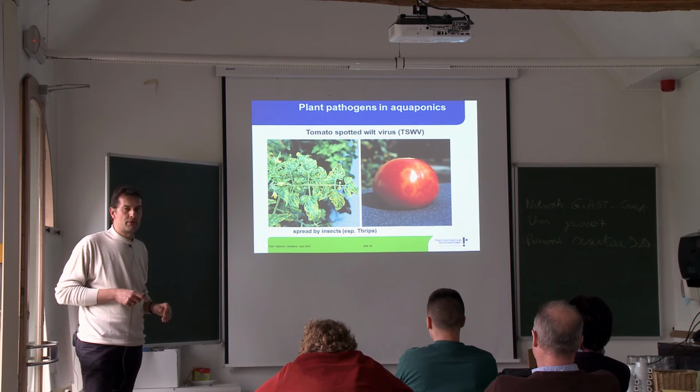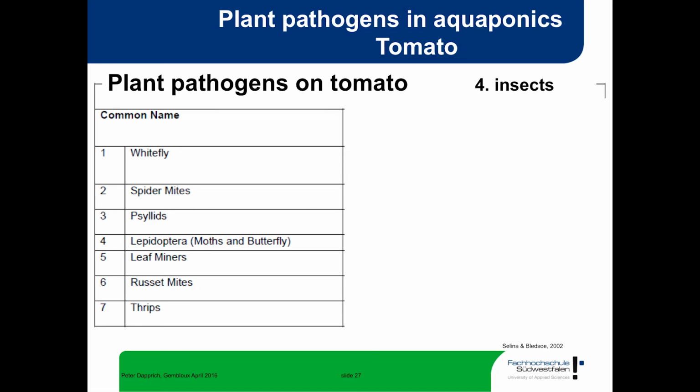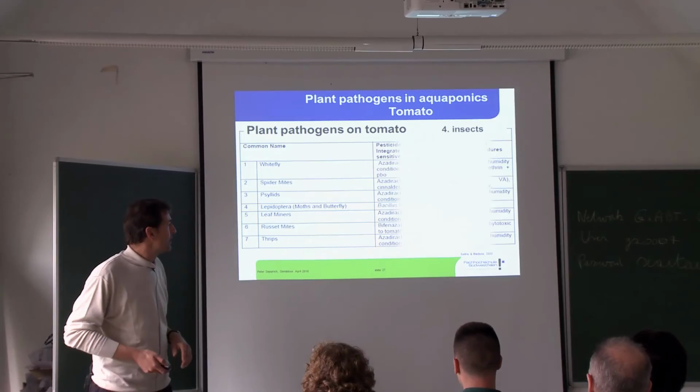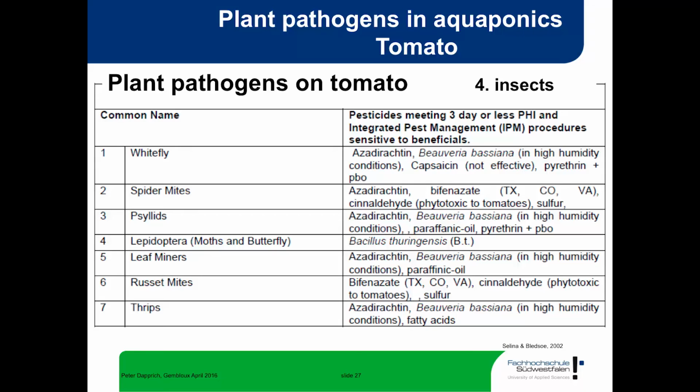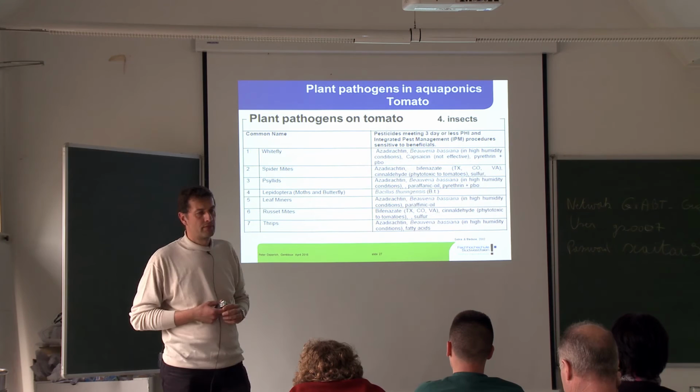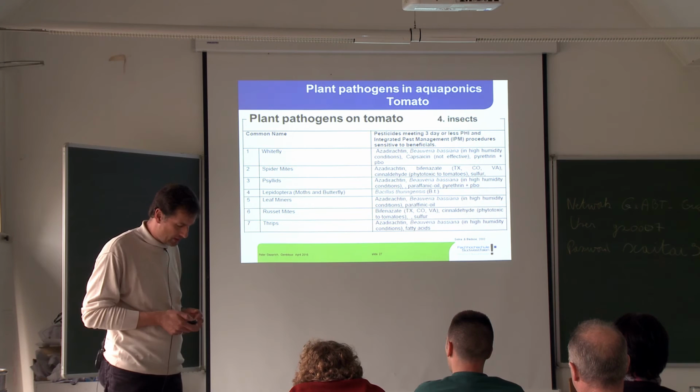And here we have some of those insect plant pathogens, especially whiteflies, spider mites, and so on. And they can be countered by different chemical substances, but also by predators. Insect or microbial predators or antagonists.